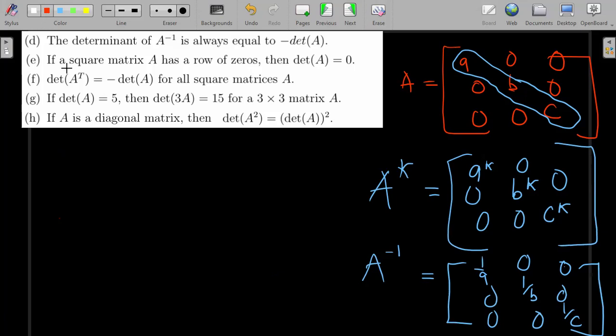Now going back to our question, they're saying if A is a diagonal matrix, then the determinant of A squared is the same as the determinant of A, and then we square it. So let's find A. This statement here is actually true, but let's prove that it's true. Let's say A is a diagonal matrix where we have, let me not use I, let me use X. So I have X and then Y. This is the diagonal matrix that I have.